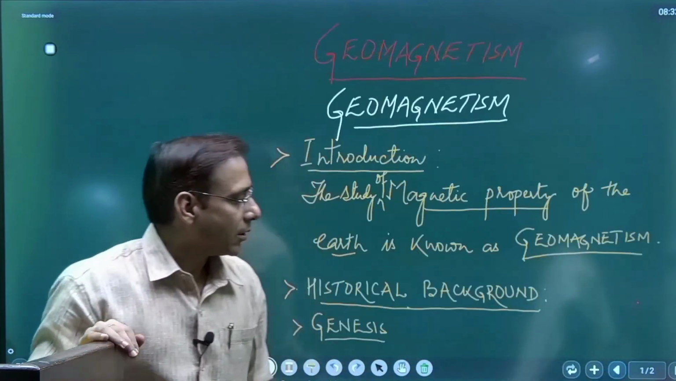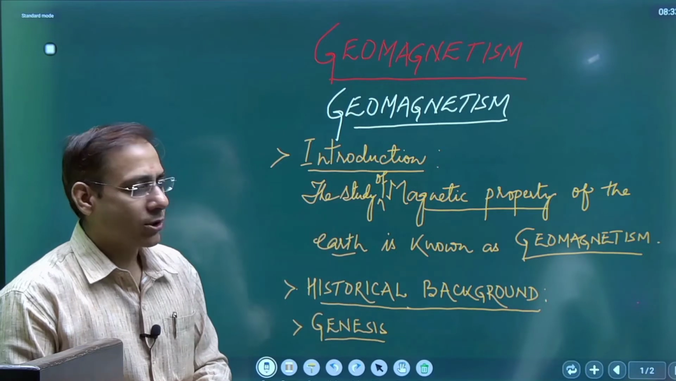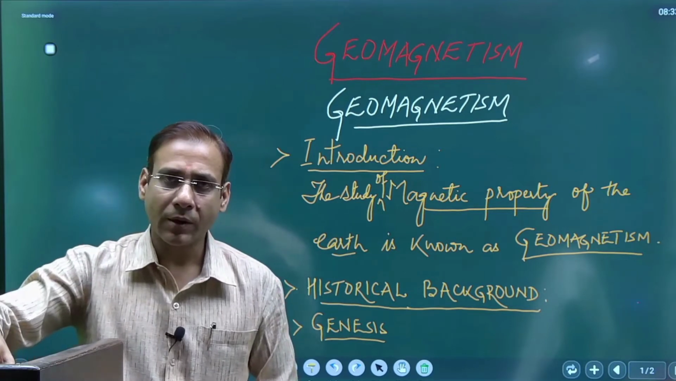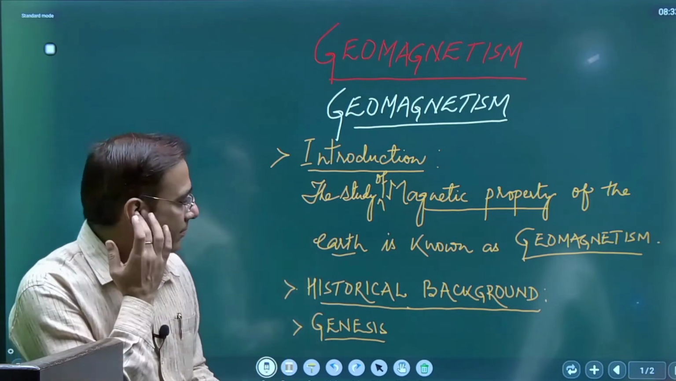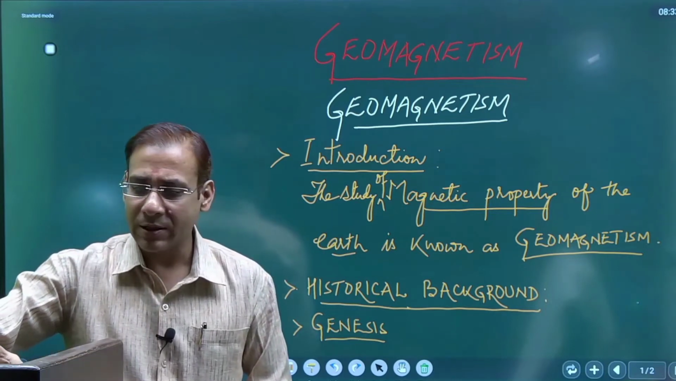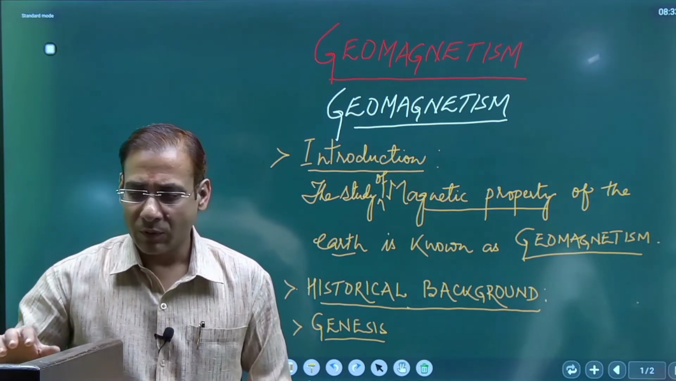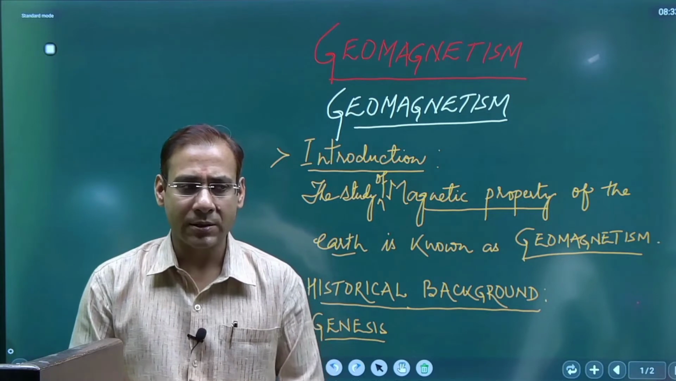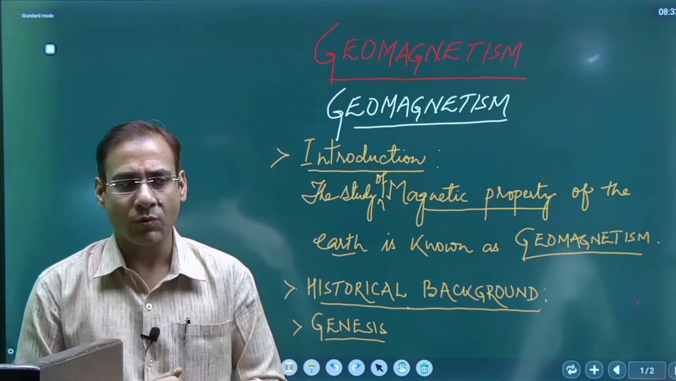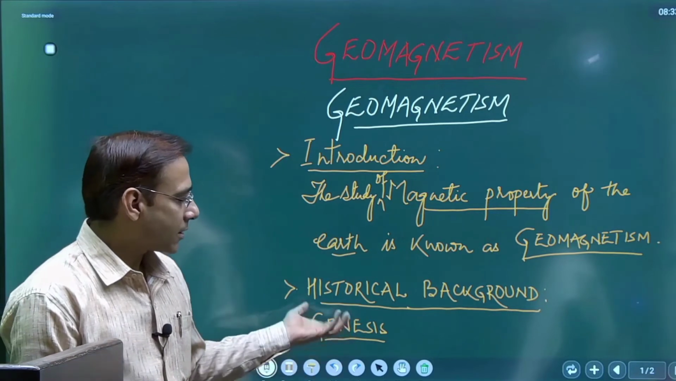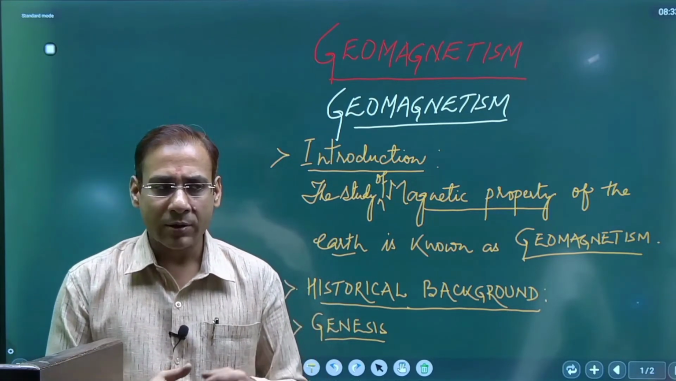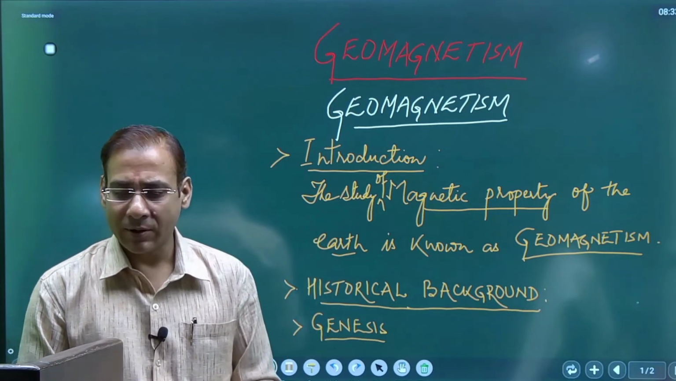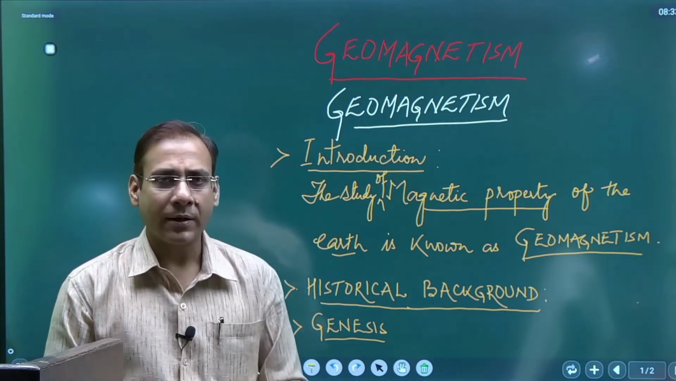So this will be the structure in geomagnetism. In the introduction, I will discuss the basic concepts of geomagnetism. Then I will also discuss the historical background, how this idea was generated, which scientists contributed to these ideas, when the study began, and how it attracted geophysicists towards this field. Okay. Then I will discuss how the earth acquires the property of a magnet, how it behaves like a magnet, and whether earth behaves like a bar magnet or other magnets.